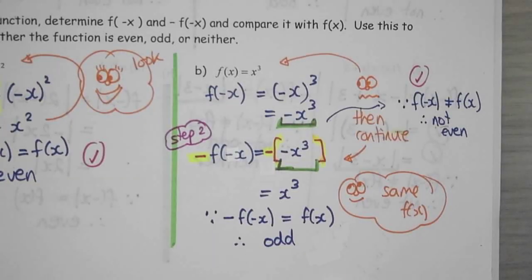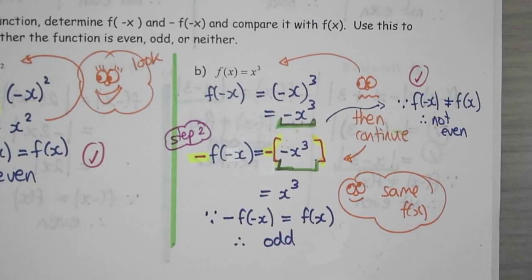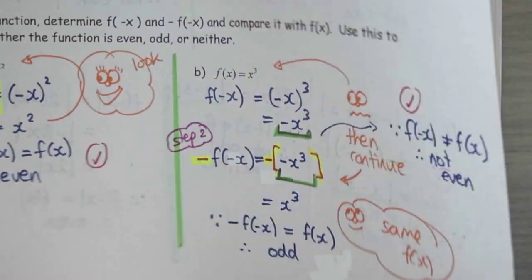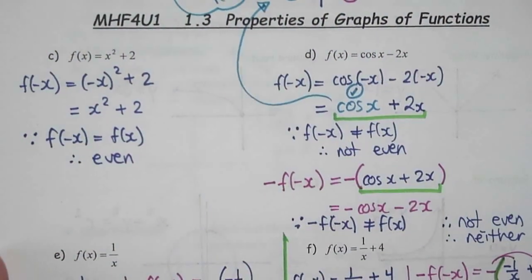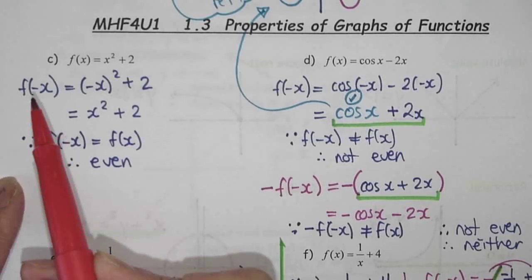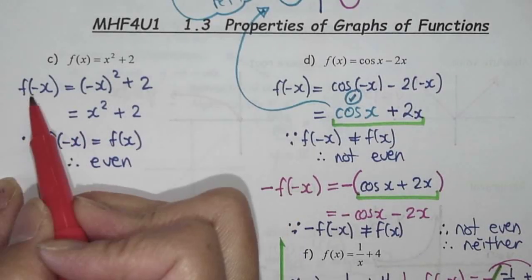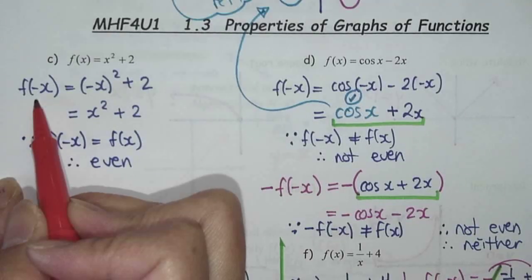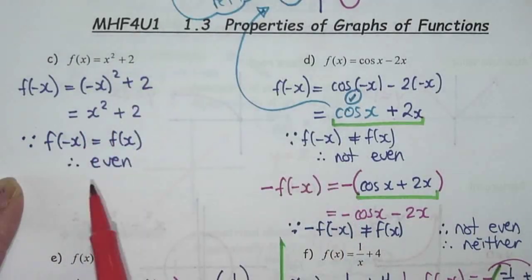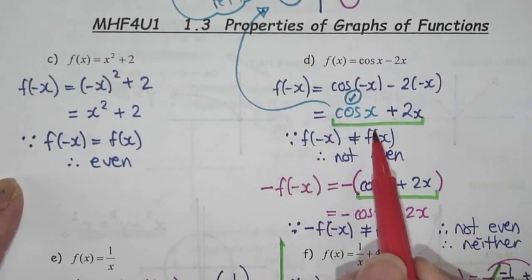Okay, next page. Okay, so for this one, I didn't write the steps from now on, because I said you don't have to. So what I would do is I just start with the first one. I tried the negative, plugged it in. It became the original, so I went right to the conclusion. It's even.